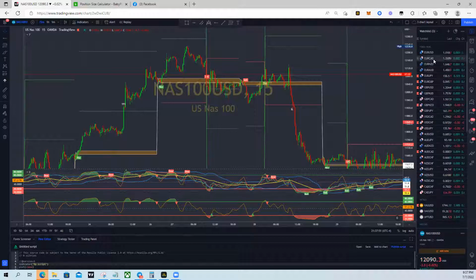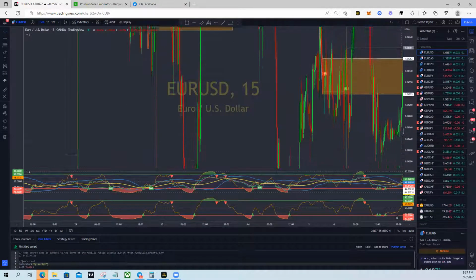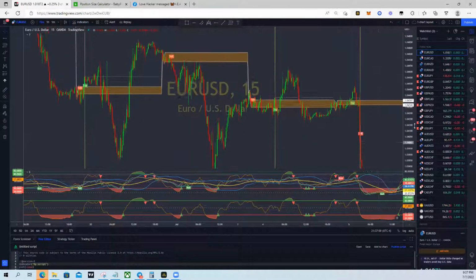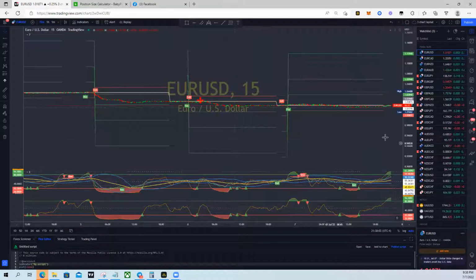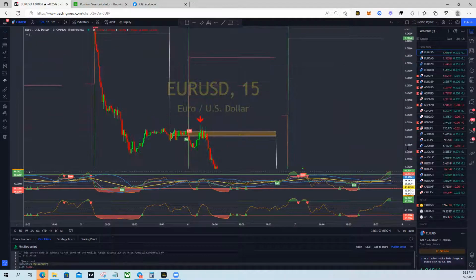Let's do a quick scan real quick. Now I'm gonna show you guys what the golden key looked like on the Forex pairs, because usually we was using it on the session key. I'll show you guys the power of this golden key on Forex pairs as well.